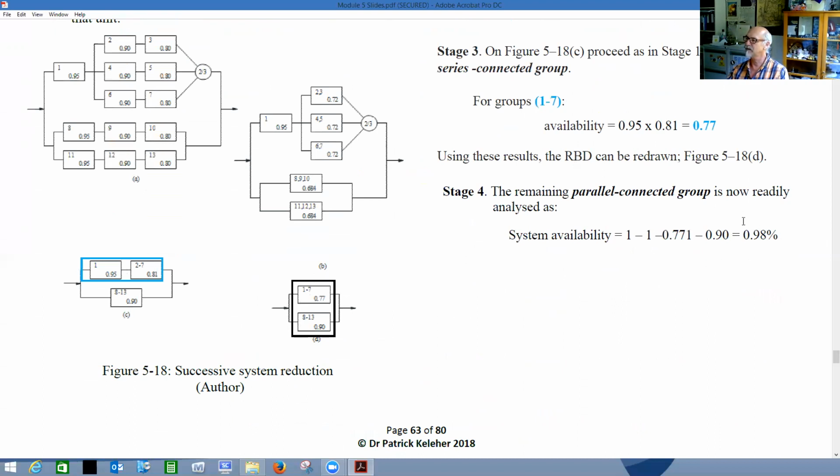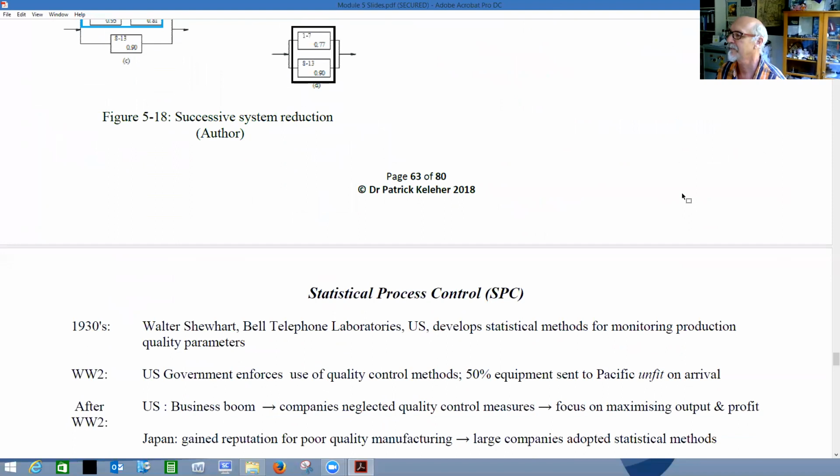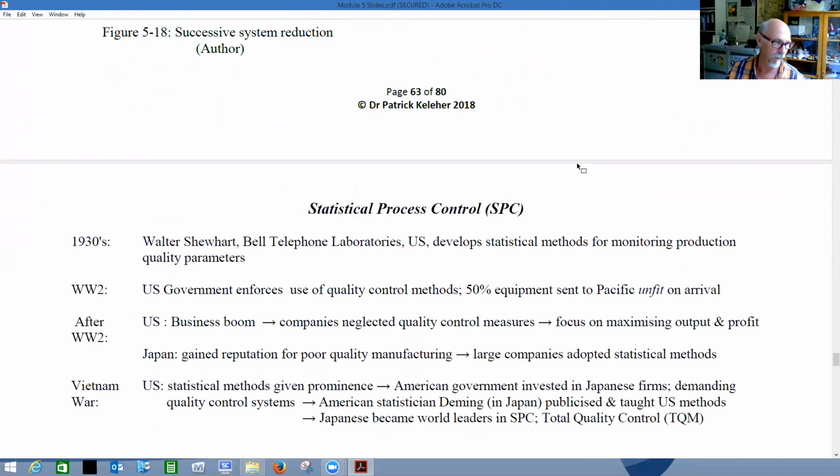system availability is 0.98%. Keeping in mind that that then comes down to 1 year block. So the idea is that you have these complex systems that you're able to analyze and take down into something manageable, and then able to do an ultimate, in this case, system availability for this complex system overall. Okay, so that's another method.